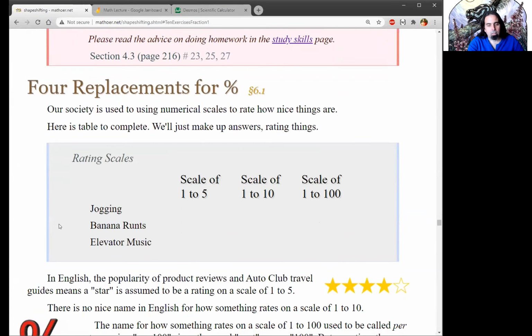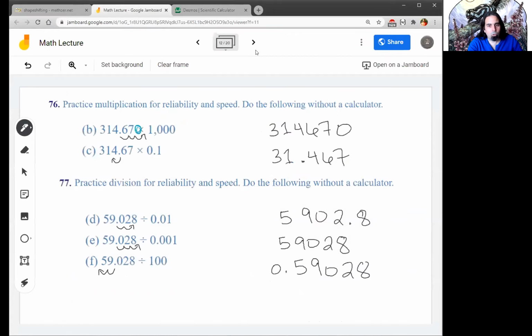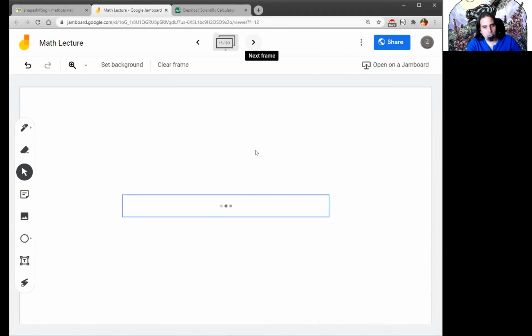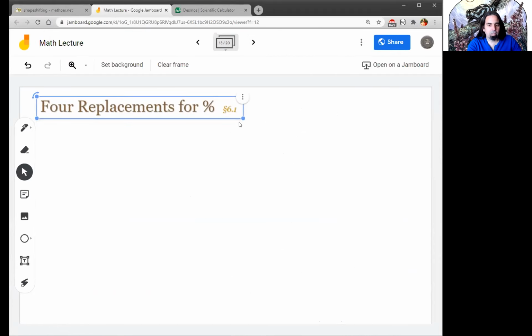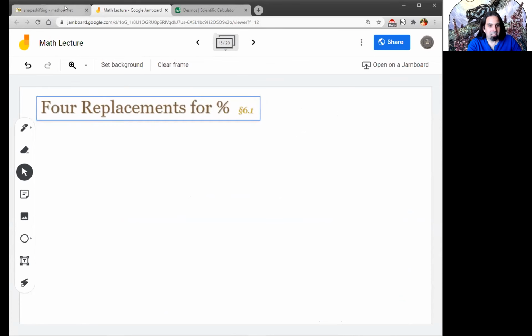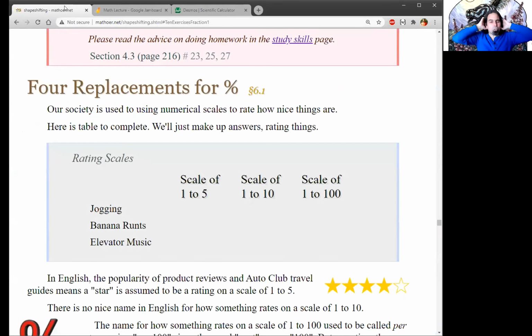So, 4 replacements for the percent symbol. This is one of the most important things we do all term. But first, we're going to talk about rating scales. Our society is used to having numerical rating scales to rate how nice things are. So let's do this.